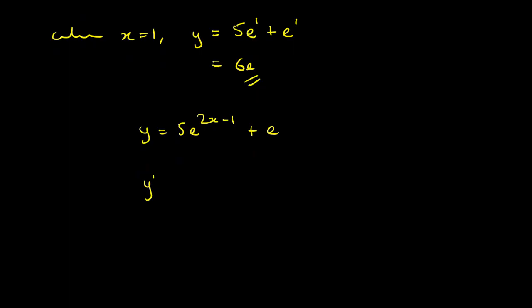So y prime, how do we differentiate the exponential? Well, the exponential remains the same. So we get e to the power of 2x minus 1. But we need to differentiate the power. If we differentiate 2x minus 1, we get 2. So we need to multiply through by 2. So 5 times 2 is 10. So what's happened here is we've got a chain rule, basically. The function e remains the same, but the function that's inside it, the 2x minus 1, we need to differentiate and multiply through. Lastly, if we differentiate e, e is just a constant, so it differentiates to give 0.